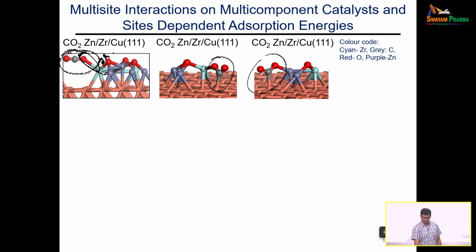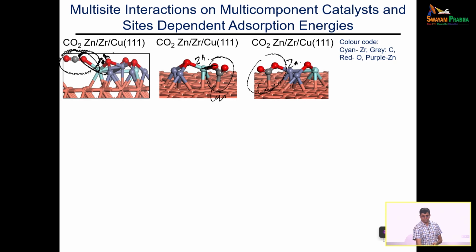Here there are 2 points of contact. The oxygen is interacting with the zirconium atom and the carbon is interacting with the copper atom. Here also there are 2 points of contact. This is a zinc atom, the carbon is interacting with the copper atom. So, there is a difference: 1 point of contact, 2 points of contact.